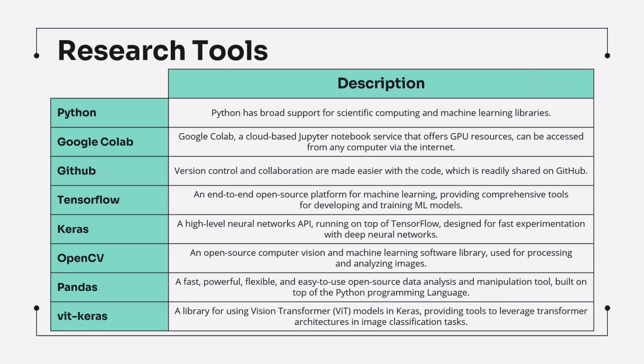Basically, we use Python to write the code. I use Google Colab to train the code. Google Colab is a cloud-based Jupyter notebook that offers GPU resources. I used GitHub so I can do version control. And I used a few open source platforms for machine learning. One of them is TensorFlow, Keras, OpenCV, and Pandas, and for vision transformers, I used ViT Keras.